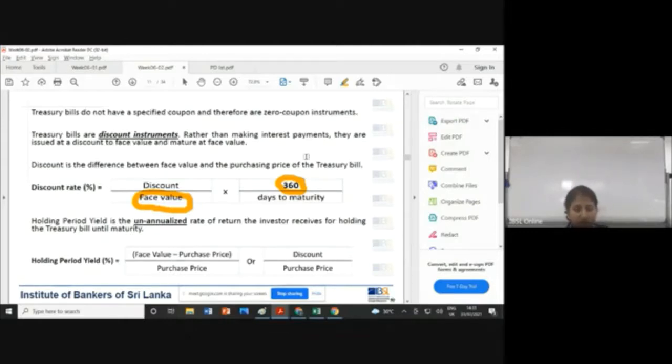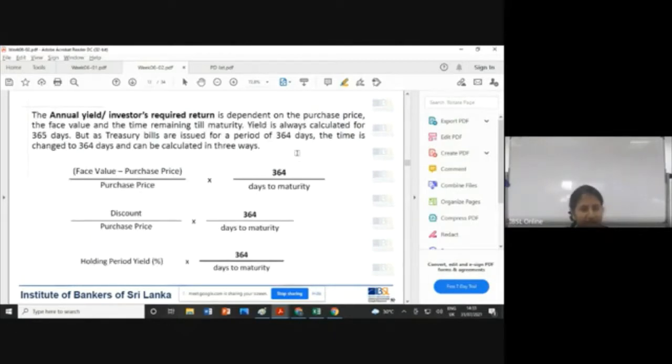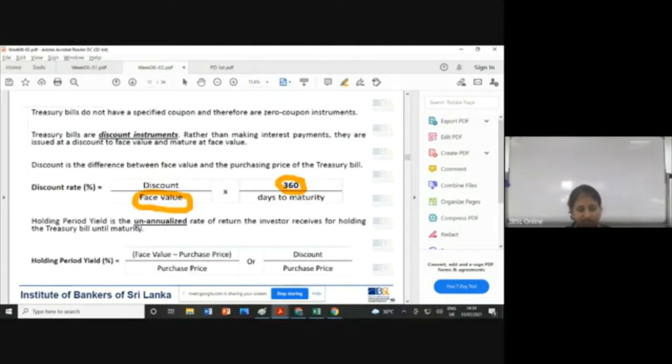So whenever you talk about yield, you're going to talk about investment. Obviously, return is always return in comparison to investment. I invest this amount. How much am I getting in return? So here, holding period yield and annual yield, when it comes to return, I'm going to look at purchase price. But in discount rate, it's face value. Clear?